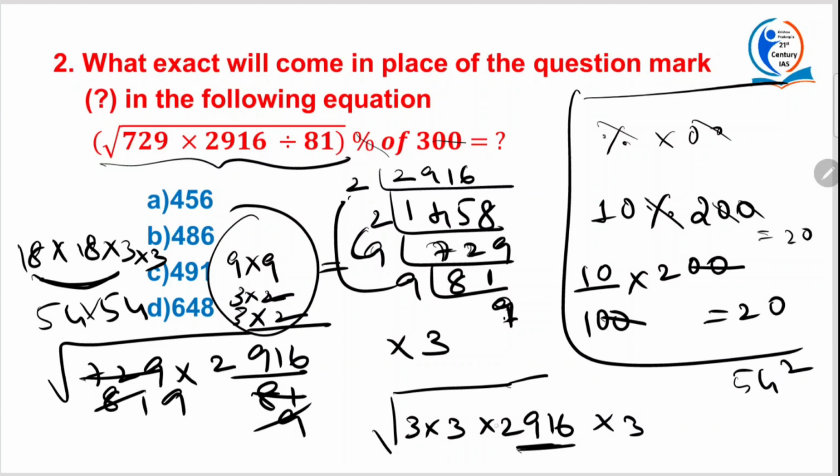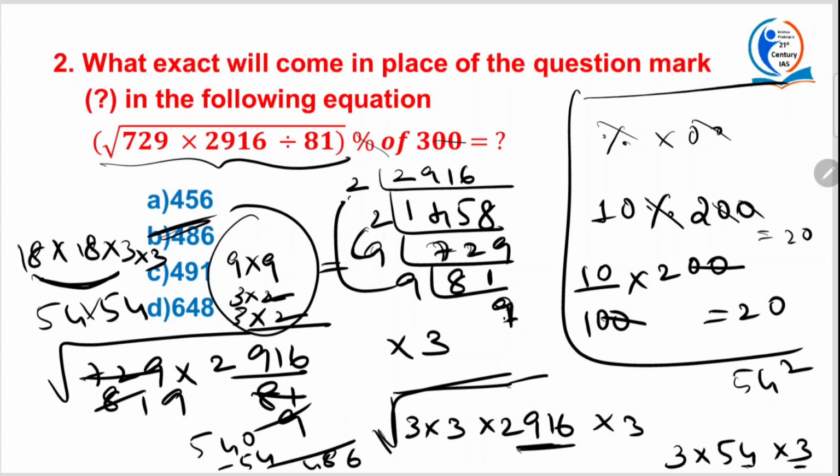Alright, so if all the numbers come out of this root, what will you get? You will get 3 into 54 into 3. So it is 54 into 9. 54 into 9 is how much? 540 minus 54, that is 486. So 486 is the answer. B is the answer.